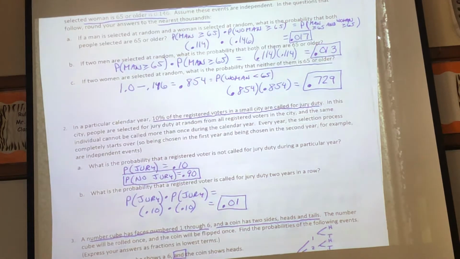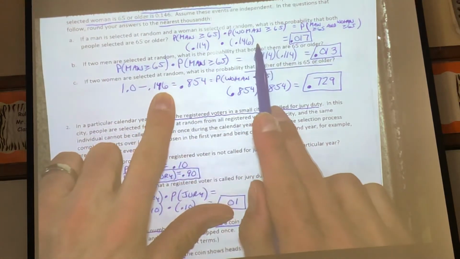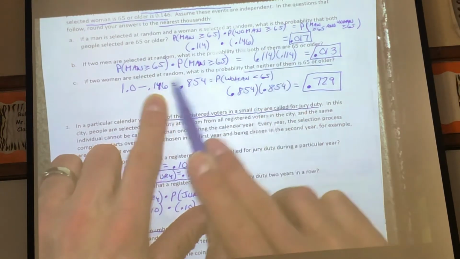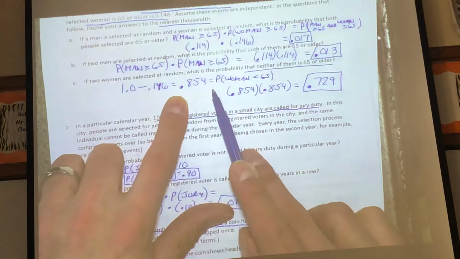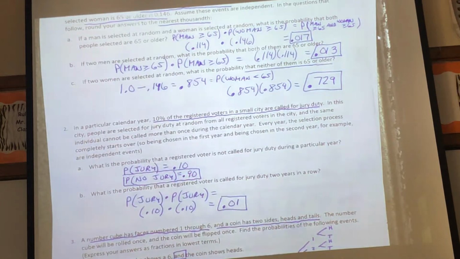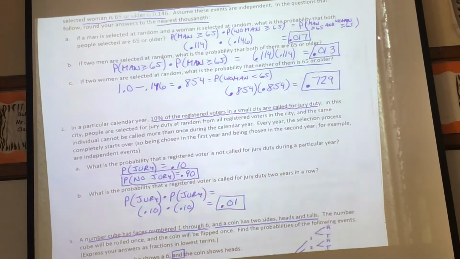C, if two women are selected at random, what is the probability that neither of them is 65 or older? So now we're thinking of the complement of a woman being 65 or older. So we have 1 minus that original probability, because this is the probability of a woman greater than or equal to 65. So we subtract that from 1. So the probability of a woman being less than 65 would be 0.854. Now we're selecting 2, so we just multiply those two probabilities to get 0.729.